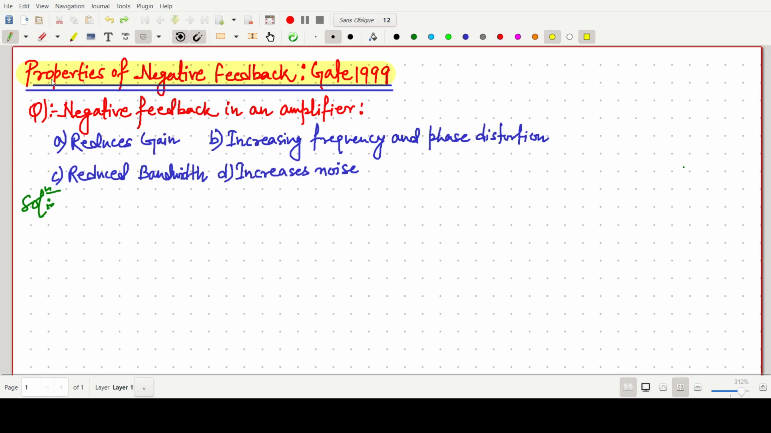So this is a very simple one. Everyone can say that the answer will be A: in negative feedback, it reduces the gain. So this one is the right answer. But apart from that, we will now discuss some important relevant properties of negative feedback. So the properties I am just writing here.